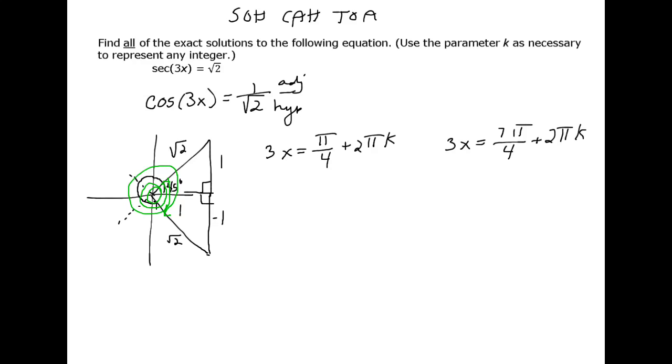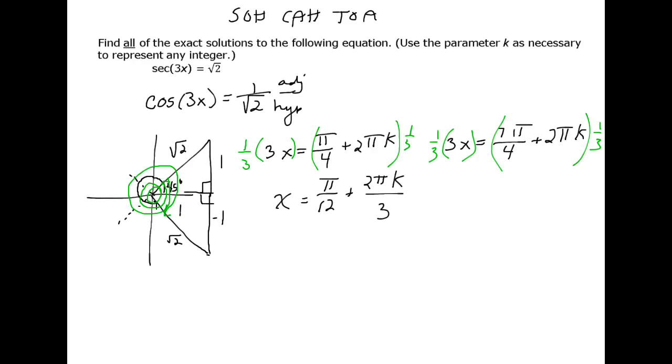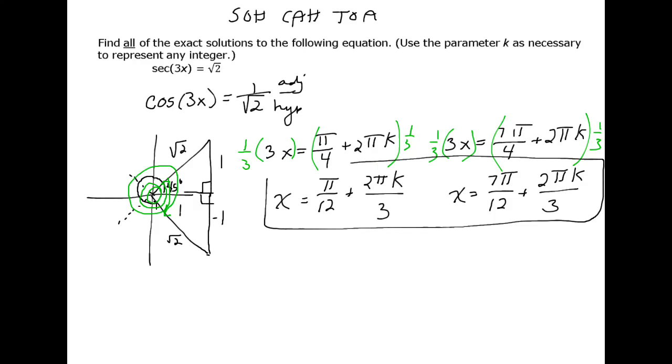We'll just go ahead and multiply by 1/3 to get the x by itself. So multiply both sides of the equation by 1/3 for both equations. That gives us x equals pi over 12 plus 2 pi k over 3, and x equals 7 pi over 12 plus 2 pi k over 3. So these are a description of our infinite number of answers. And now we'll take a look at those answers that fall between 0 and 2 pi.